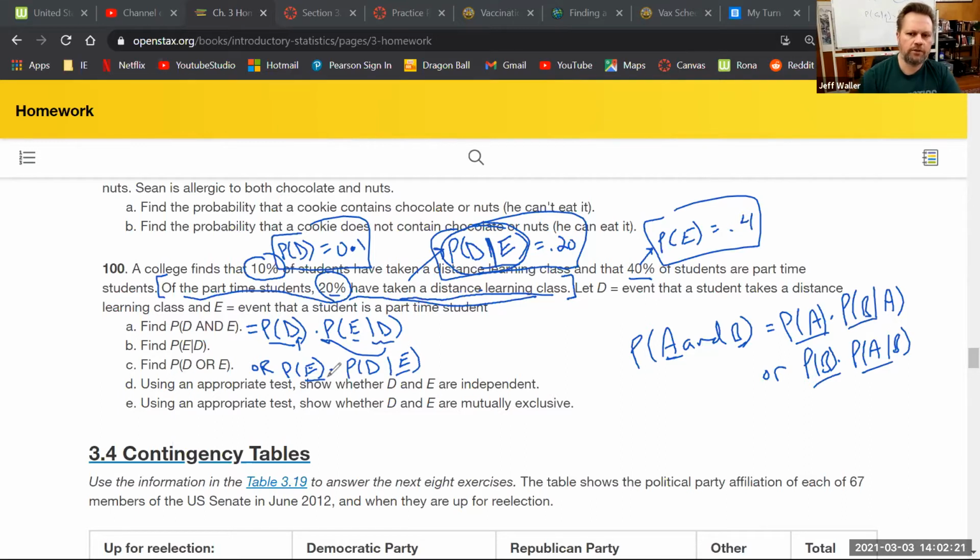Now, which one of those do I have all the information for? The first one or the second one? The second one, I know this and I know this. So that's the one I'm going to use. I throw it all in there, multiply, done. Next problem, please.